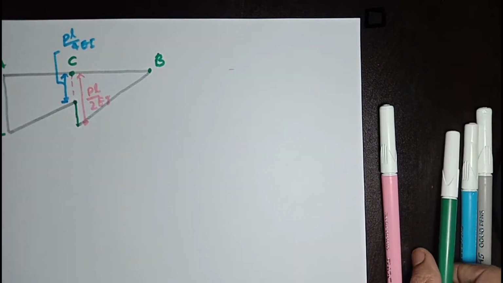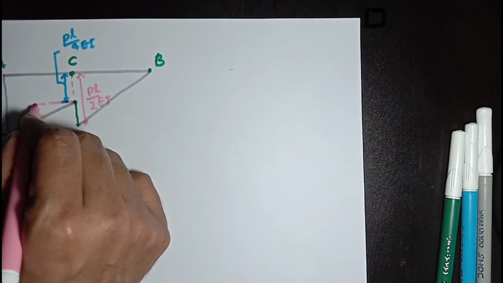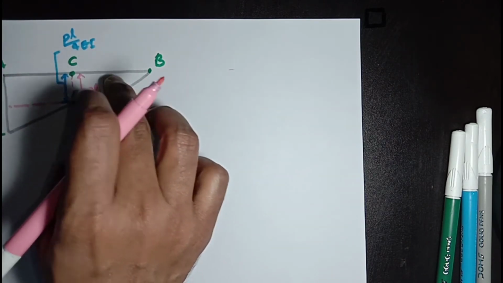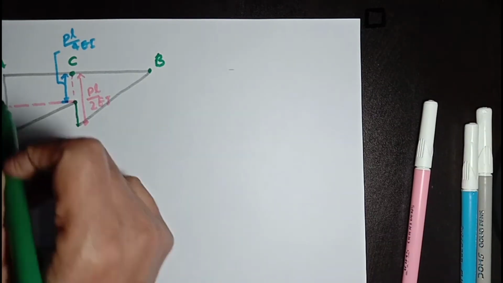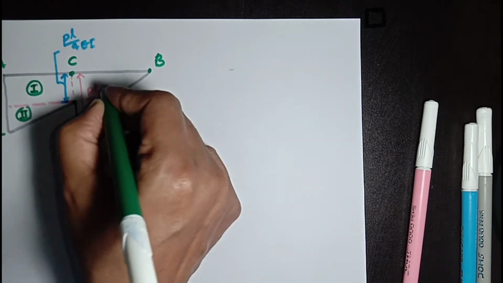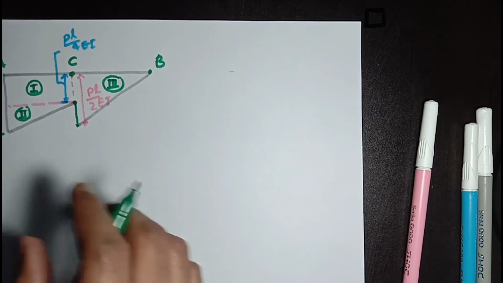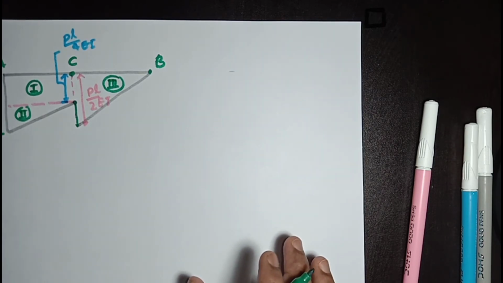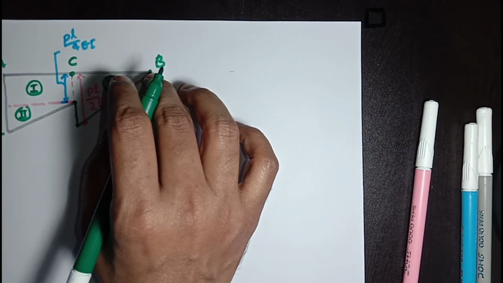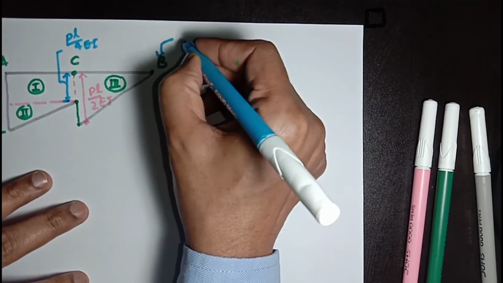Let's draw a line parallel to the baseline here. So this will be a rectangle, this will be a triangle, and it's also a triangle. Let's say this is region 1, this is region 2, this is region 3, and all these regions we are familiar with, with their centroid. I have explained that in order to find deflection at point B we have to take this as the reference point.